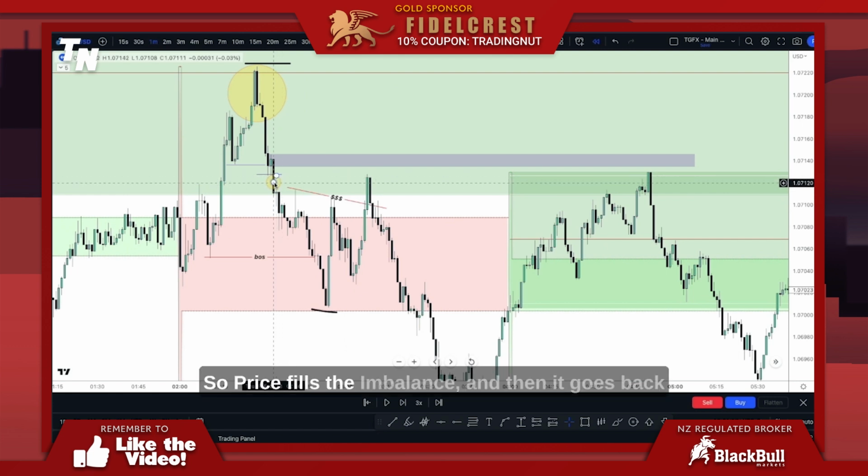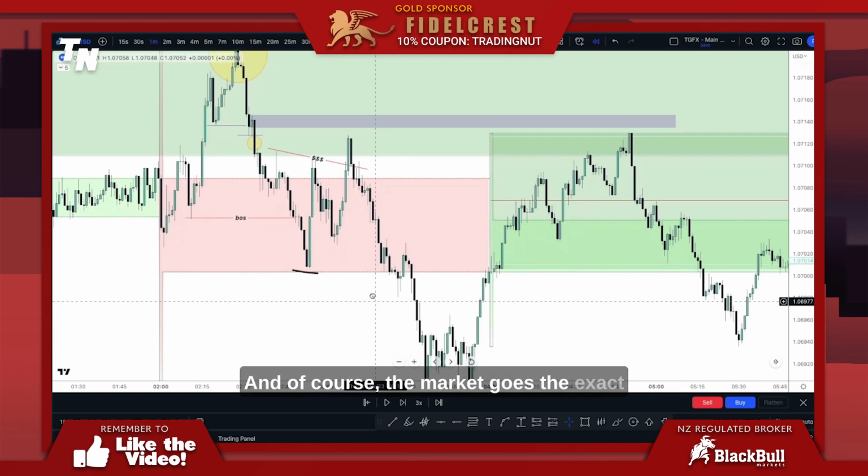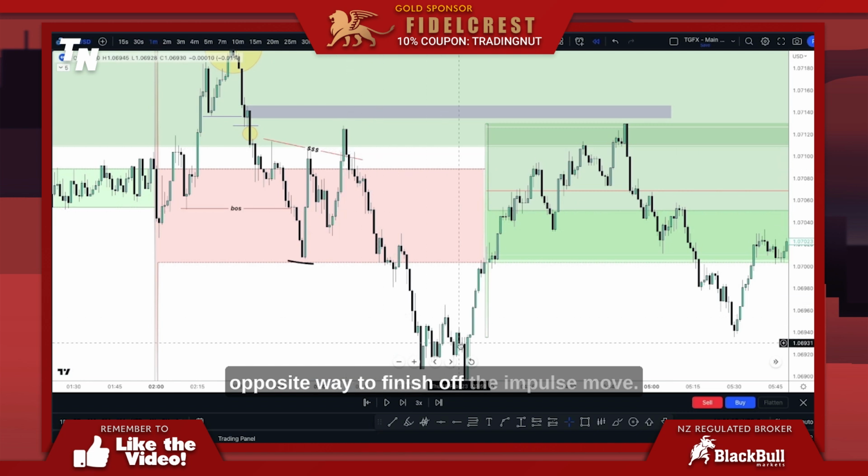So price fills the imbalance and then it goes back short after people switch to their buy side bias. So once this candle closed and everyone got stopped out on sells, they switch to buys, and of course the market goes the exact opposite way to finish off the impulse move.